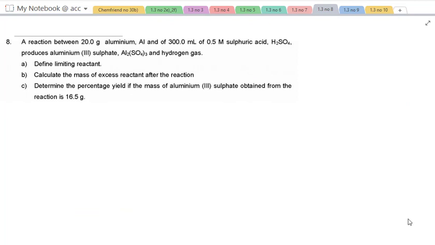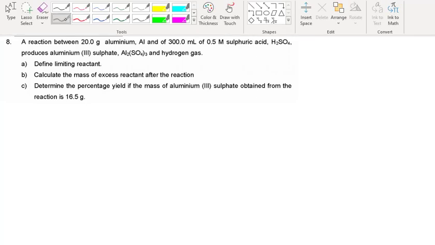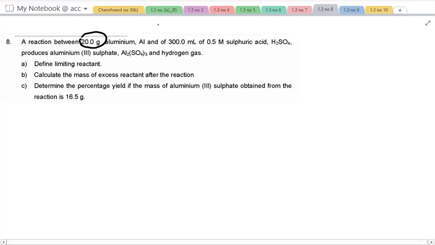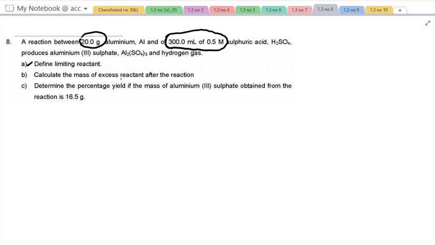A reaction between 20 gram of aluminium. You are given 20 gram of aluminium and the volume as well as the concentration of sulfuric acid, 300 ml of 0.5 molar of sulfuric acid produces aluminium sulfate, Al2(SO4)3 and hydrogen gas. 8A, you have to define what is limiting reactant. So what is limiting reactant? Refer to the lecture note. Limiting reactant is the reactant that is completely consumed. Yang habis dulu, completely consumed during a reaction, and it will limit the amount of the product formed.